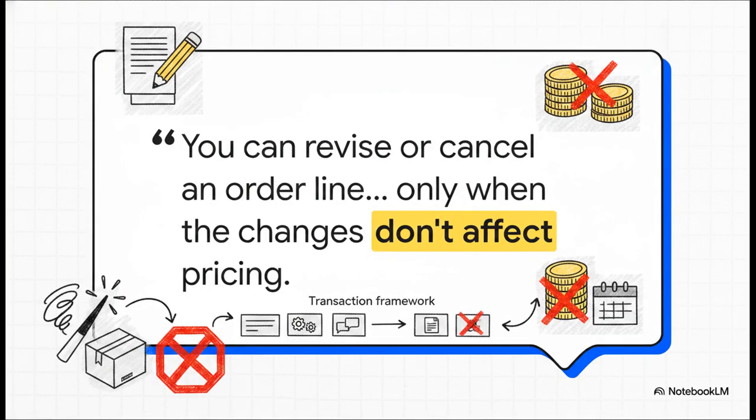Now, what's really interesting about this slide is the strict limitation it places on your system users. We all know copying existing orders saves a ton of time, but order management is hardcore about data integrity. If a line was magically created by one of those transformation rules we just mentioned, you cannot manually copy it. Even more importantly, you can only revise or cancel an order line if your changes do not affect the pricing or the subscription details. If you're messing with the money or the contract, the system demands a completely new transaction framework.